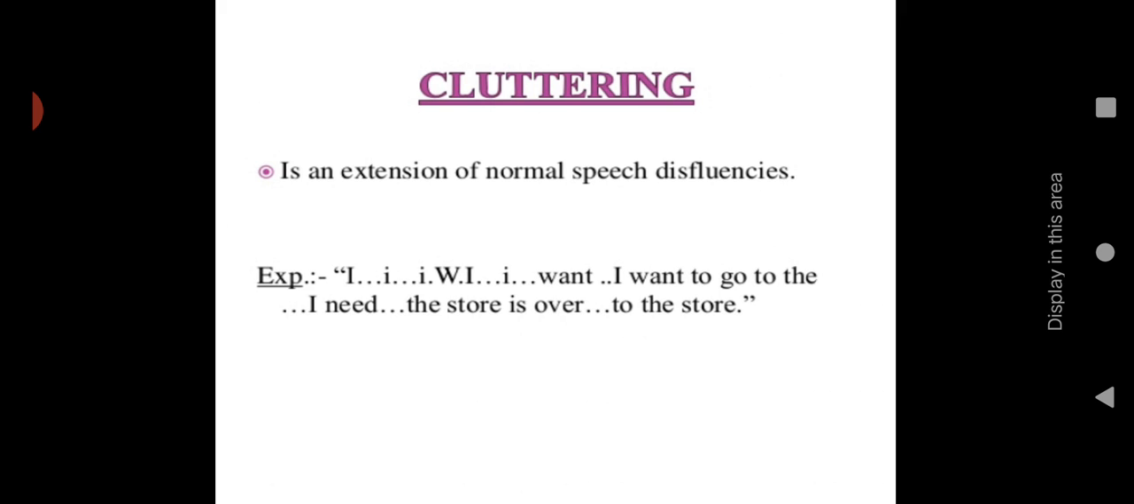Then next one, so here you can see the difference of cluttering. In stuttering there is an order, but in cluttering it is disorganized. You can see in that there is some disorganized manner. In that example also, "the store is over, to the store, I want to go to the, I need the store is over to the store" means there is so much disorganization. So that sentence is not organized. That person wants to go to the store, but he is telling "I want to go to the store, I need, the store is over to the store." Like that, some kind of disorganized manner is called cluttering.